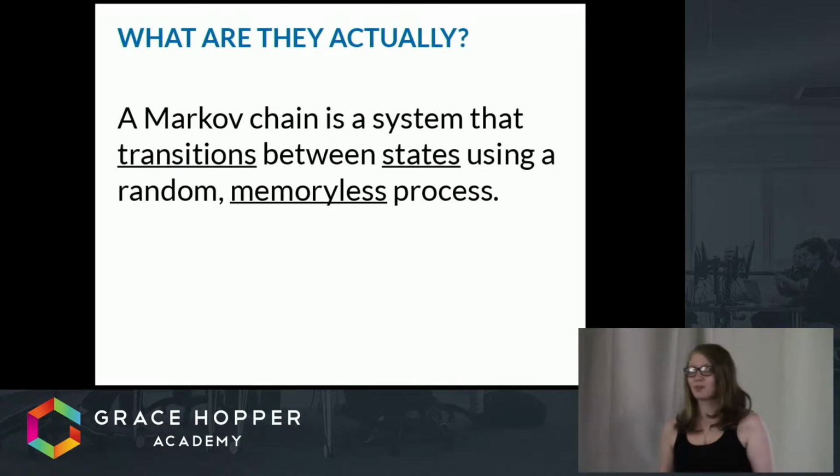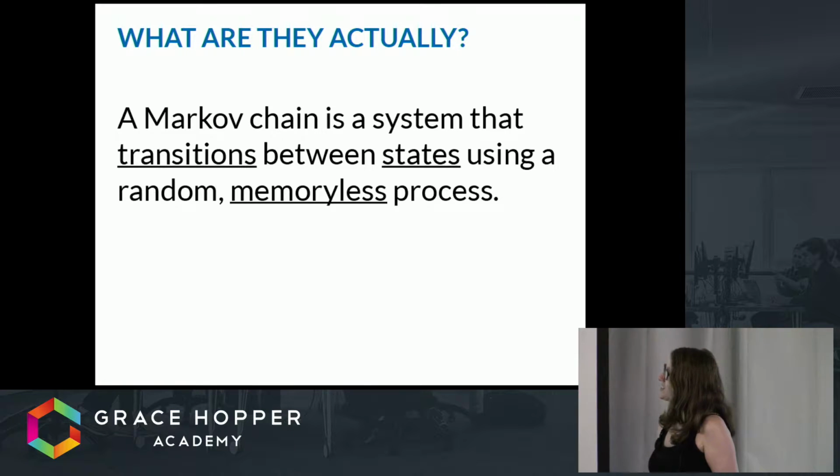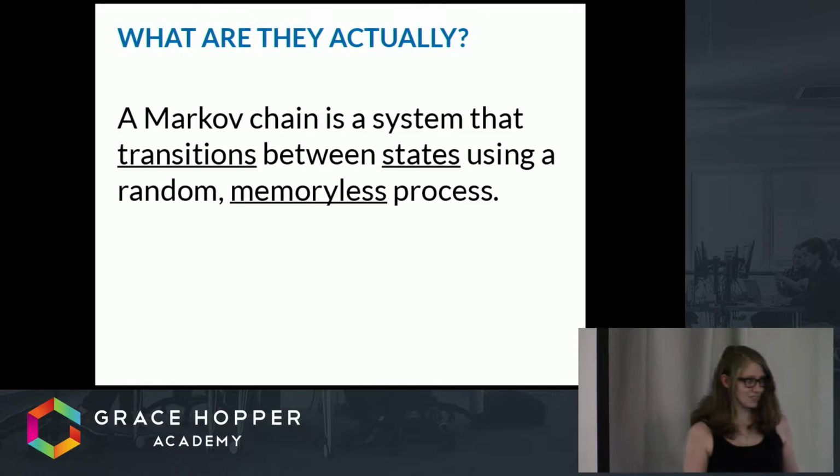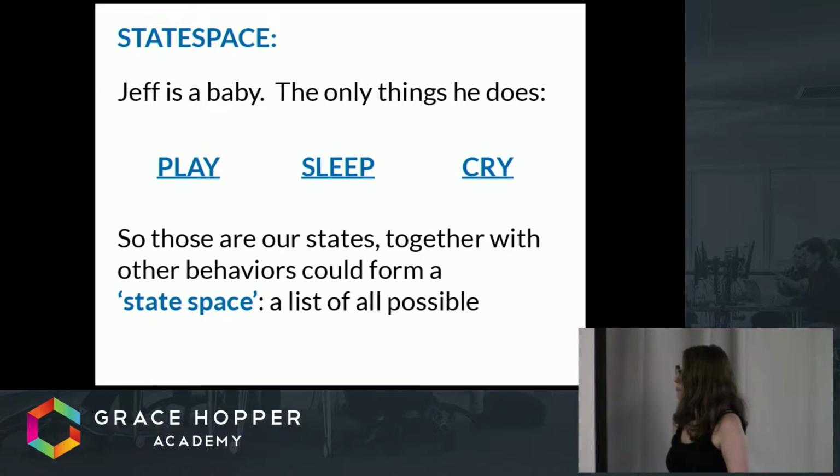Okay, so the definition we're focusing on for today is this. Markov chains are a system that can transition between states using a random memoryless process. So what does that mean? Okay, let's look at an example.